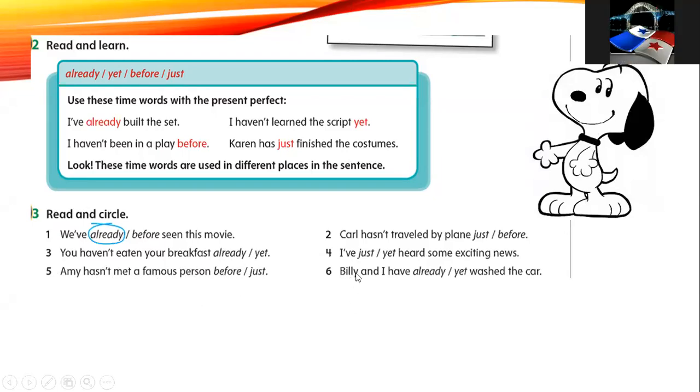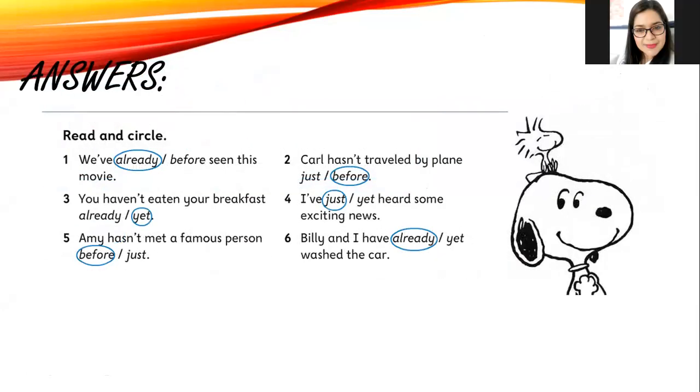Okay, number 6. Billy and I have already washed the car. Because yet is for the end of the sentence. Excellent. Very good. Okay, so let's check the answers. Very good.